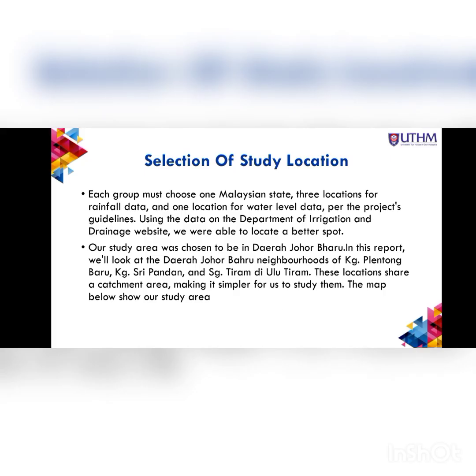Each group must choose a Malaysian state with 3 locations for rainfall data and 1 location for water level data. We chose the area of Johor Bahru. We look at Kampung Pelentong Baru, Kampung Sri Pandan, and Sungai Tiram in Ulu Tiram. These locations share a catchment area.